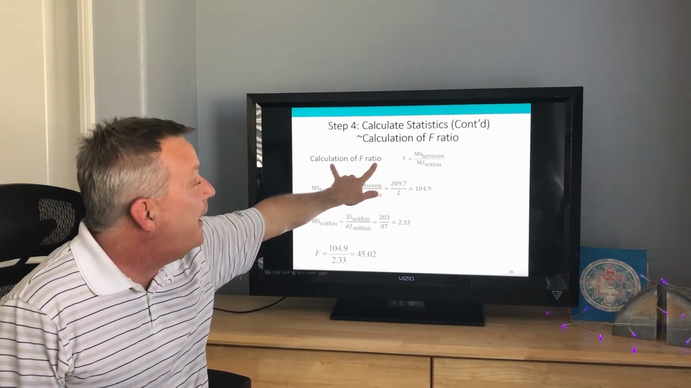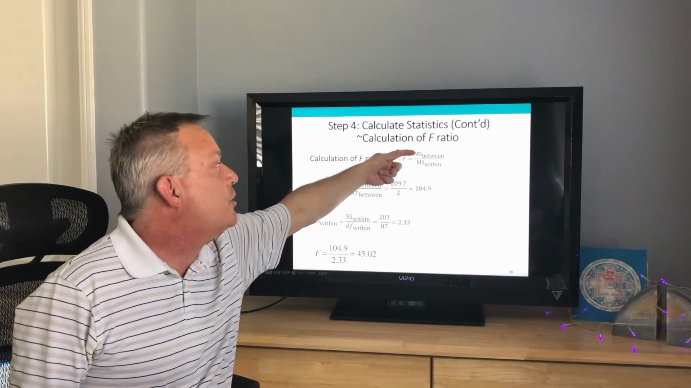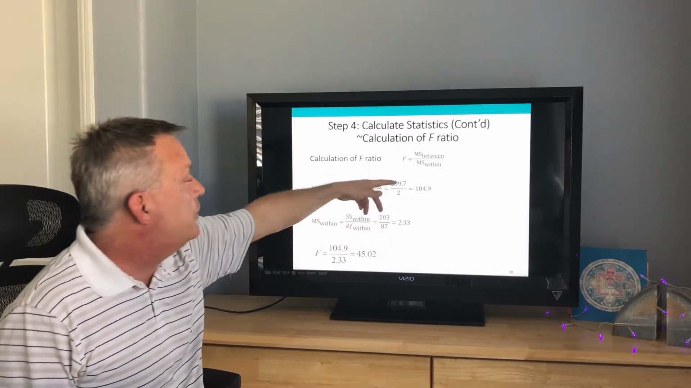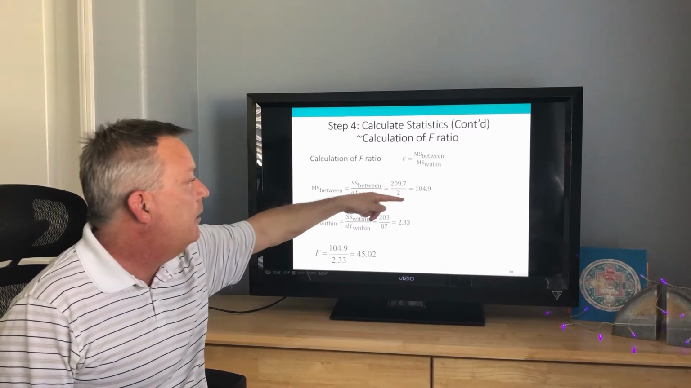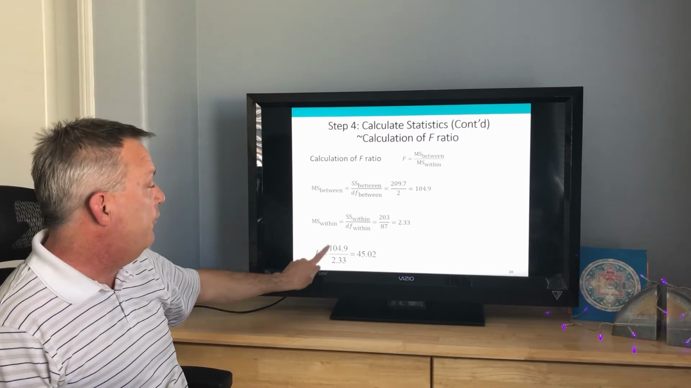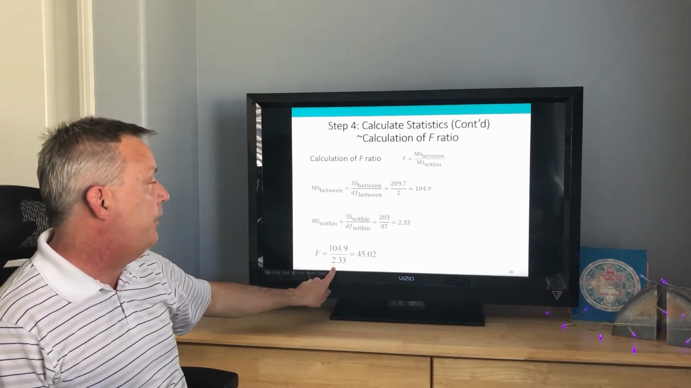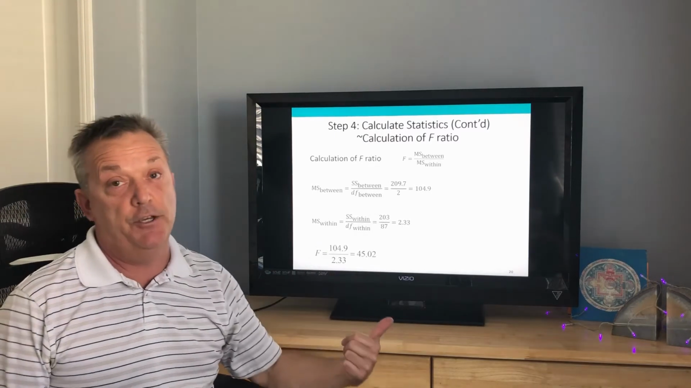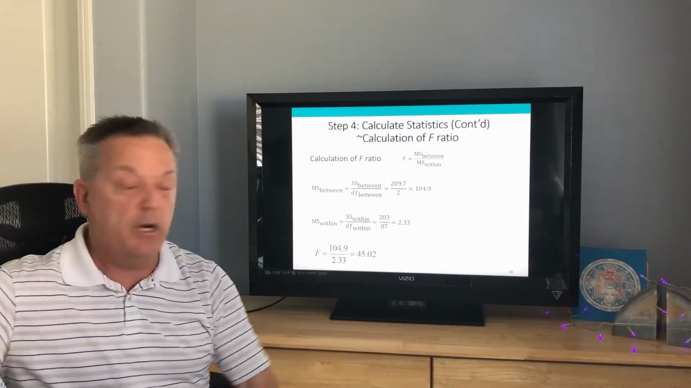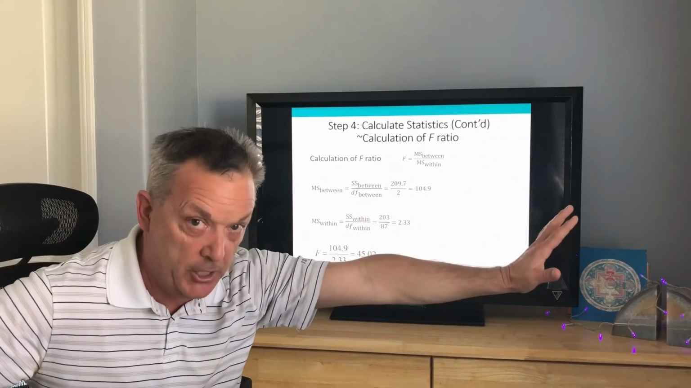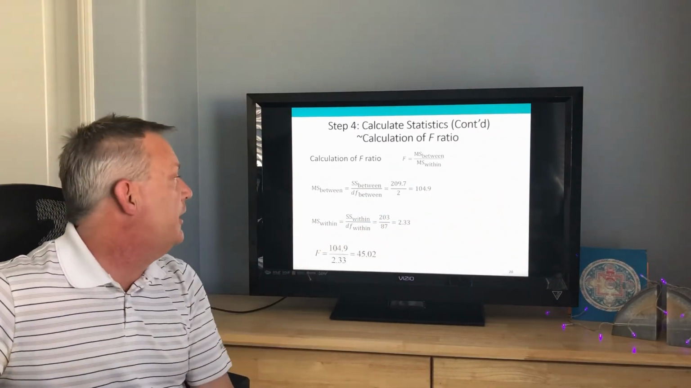The calculation of the F ratio is the mean square between over the mean square within. And those values are 104.9 and 2.33. 104.9 over 2.33 is 45.02, and that's our F value that we're going to compare to our F critical value to see if it passed the finish line and got in that critical region.